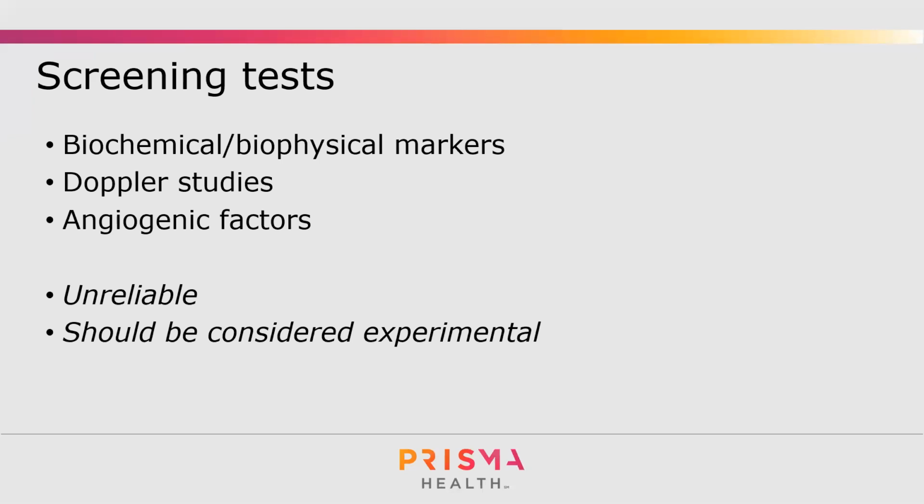Unfortunately, there have been many things proposed: biochemical and biophysical markers, blood tests, Doppler studies, and this is particularly of the mom. Uterine artery Dopplers are something that, honestly, I'll still do them because they do help us predict uteroplacental insufficiency, but they're not as good at predicting preeclampsia. Angiogenic factors, all of these, especially in a low risk population, they're just not reliable, and they should be considered experimental.